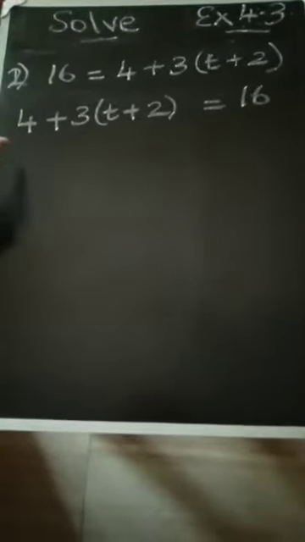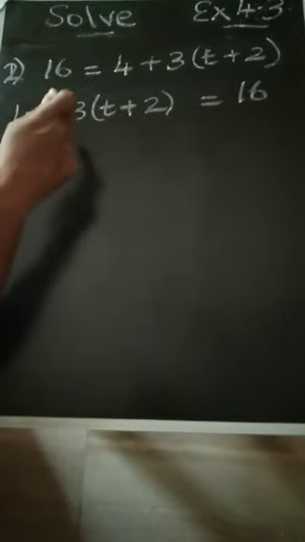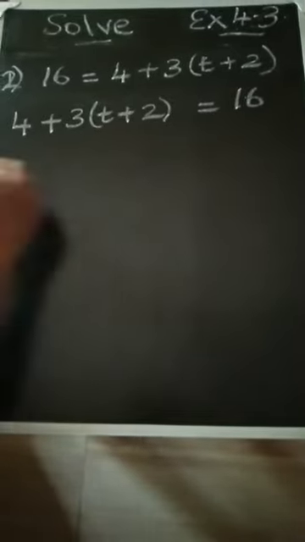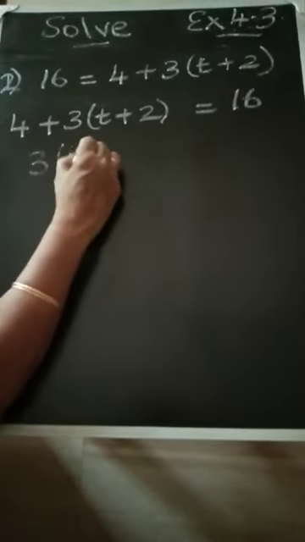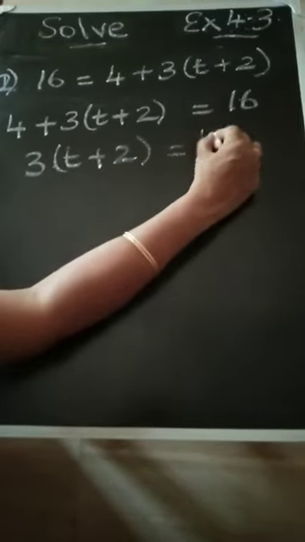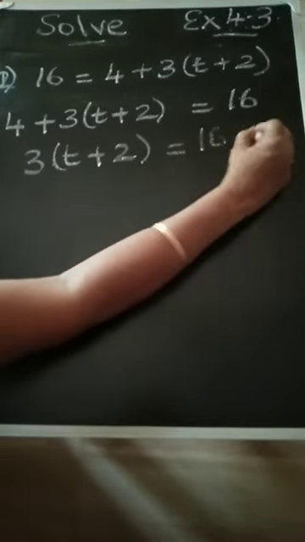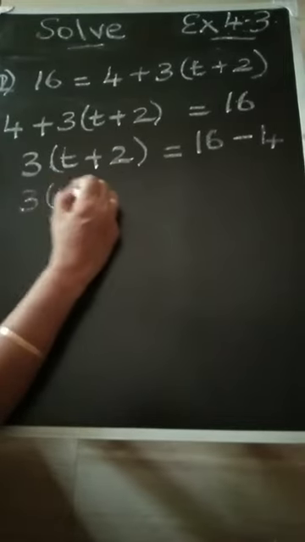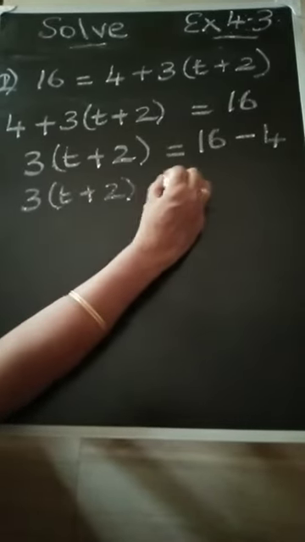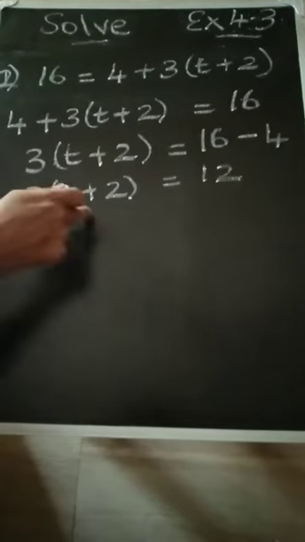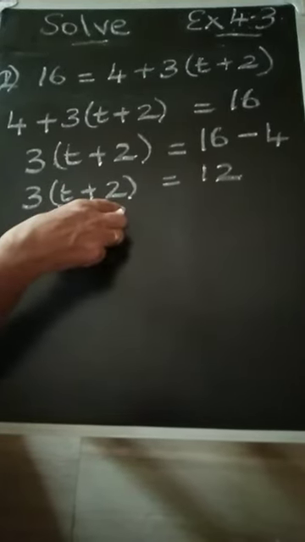Now, here you have 4. It is being added. So when I take 4 to the other side, what will happen? You have to subtract. So 3 into t plus 2 is equal to 16 minus 4. If 4 goes to the other side, you have to subtract. So 3 into t plus 2 is equal to 12. Clear, children?